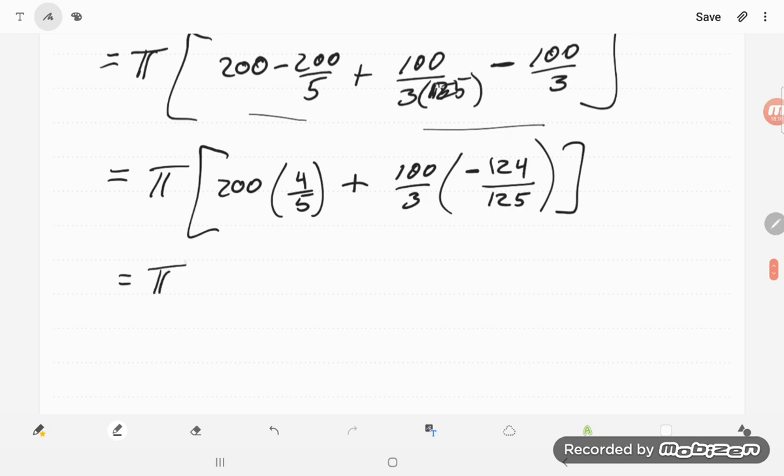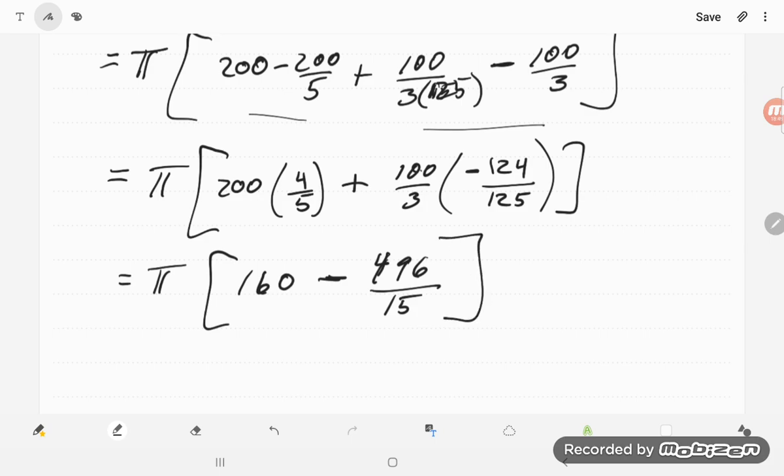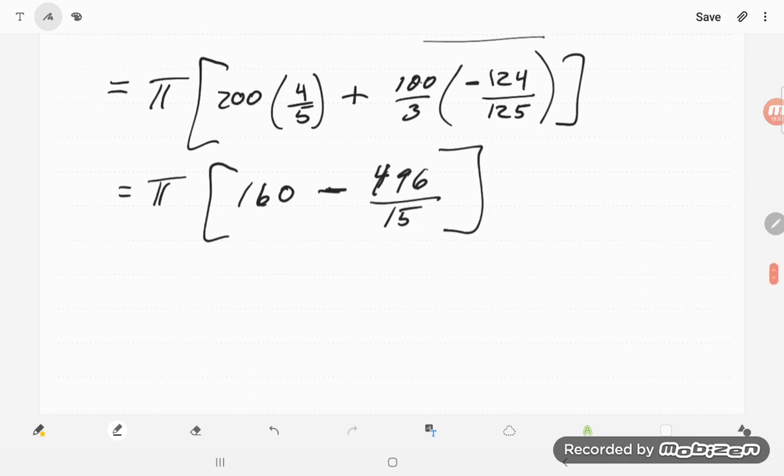This is pi. 200 divided by 5 is 40. So I get 160. And then I'll have a minus. And again, the 124 over 3, nothing happening there. But we do have the 100 over 125, which is 4/5. And so we get that same 496 over 15. Okay, and wow, that's ugly.